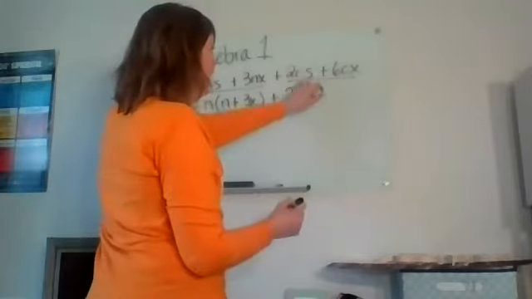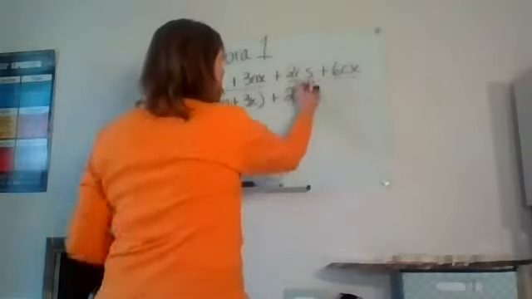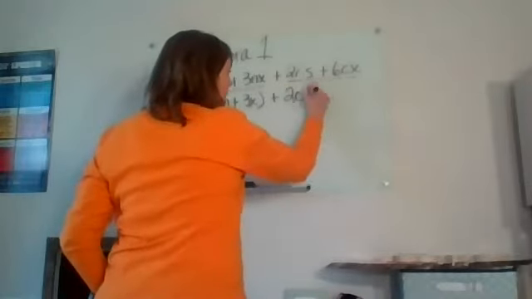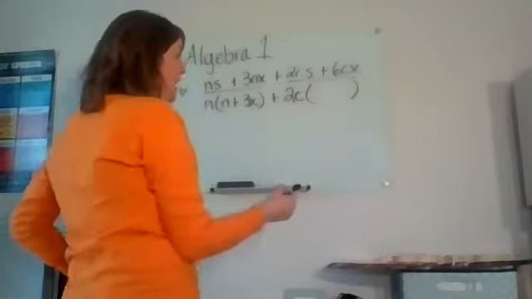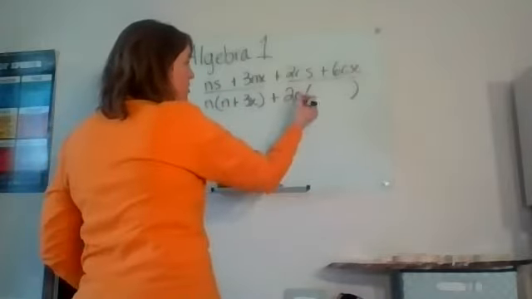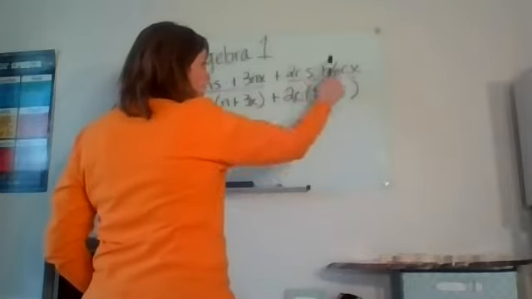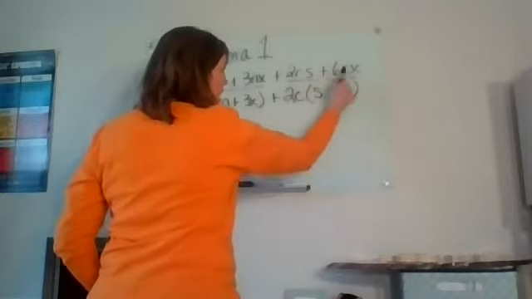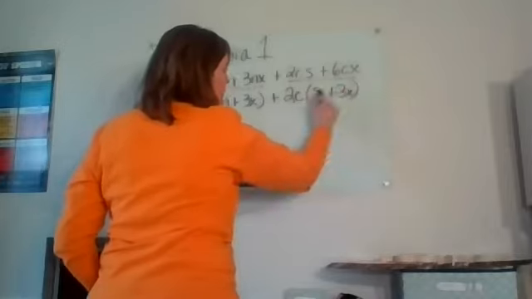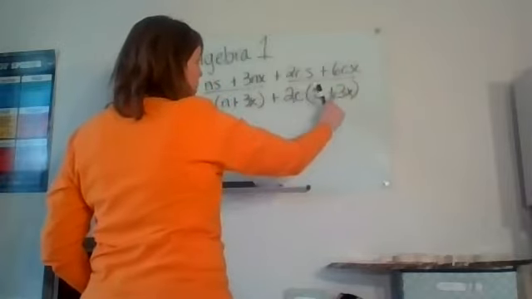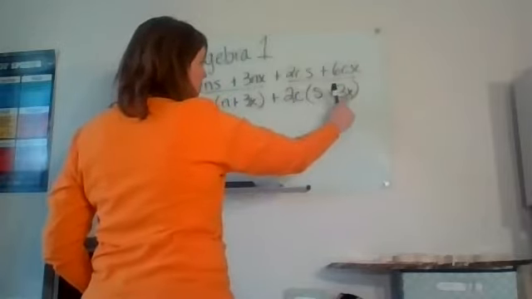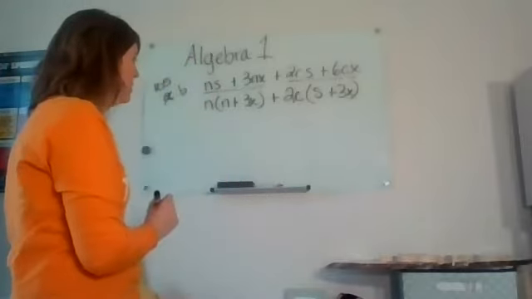Do I see any other variables? C and C. So I'm going to take out 2C. Now I need to make sure that what I leave after I've taken out the 2C would be S plus 6 divided by 2 is 3. I took out the C's and I'm left with S plus 3X, right?